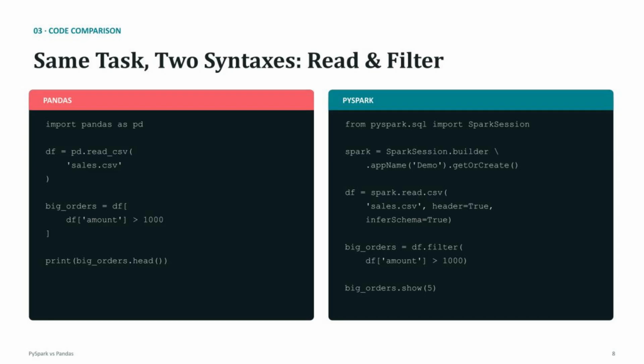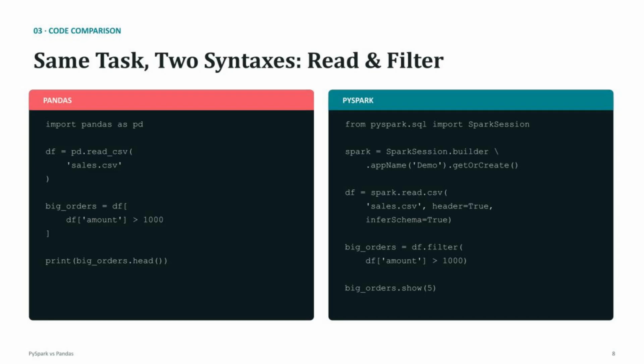Okay, let's actually look at code because I know that's what a lot of you are here for. On the left, Pandas. 3 lines to import the library, read a CSV, and you're already working with a DataFrame. On the right, PySpark. Notice the extra step. We have to create something called a Spark session first. This is your entry point in Spark. It's the object that manages the connection to the cluster. Pandas has no equivalent because there's no cluster to connect to.